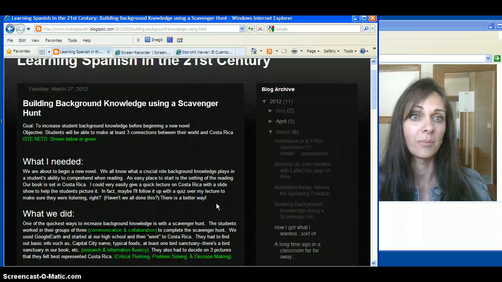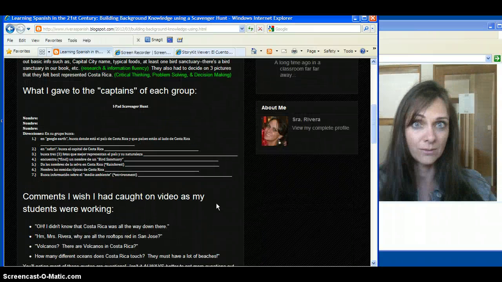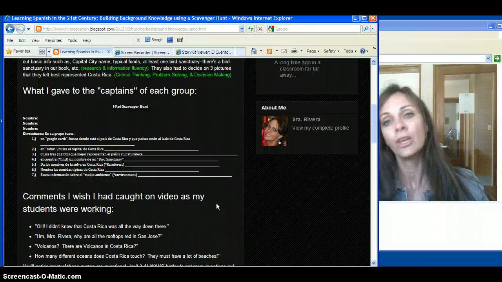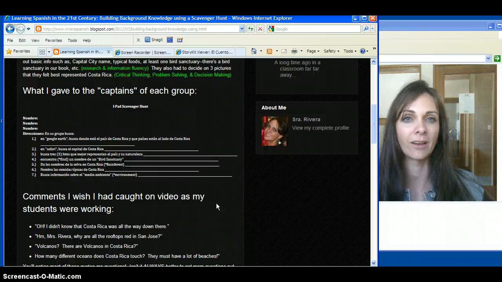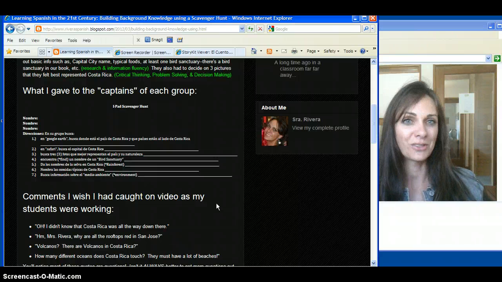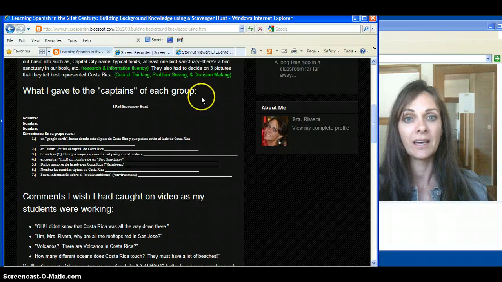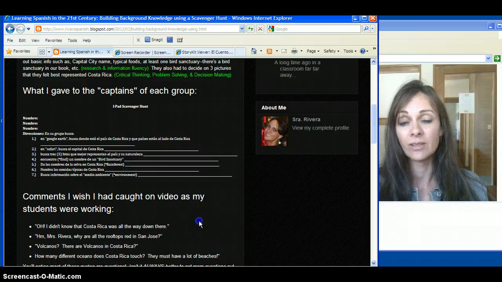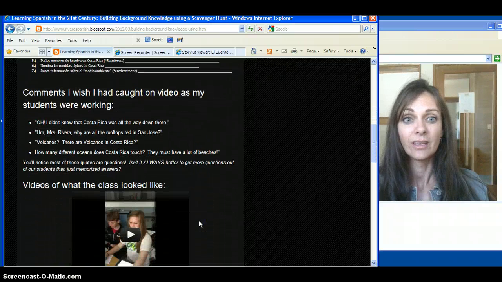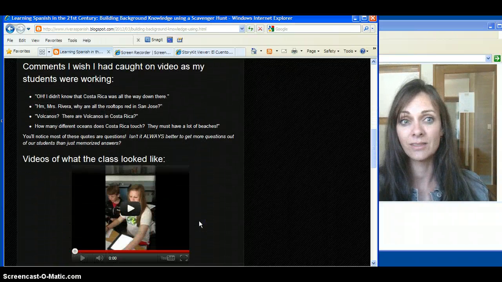Instead of standing up and presenting in front of the class like I would normally do in the past, and maybe even throw some pictures up in a PowerPoint or something so they had some sort of background knowledge of Costa Rica, instead, in their groups of 3, they were given this scavenger hunt to complete on the iPads. One of the first things they did was use Google Earth to find Costa Rica.